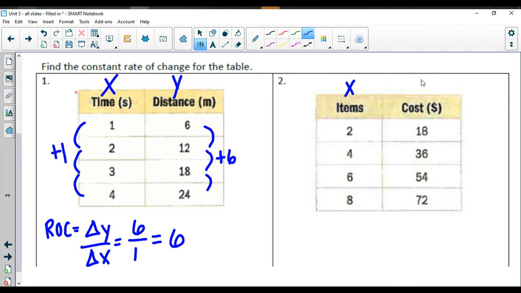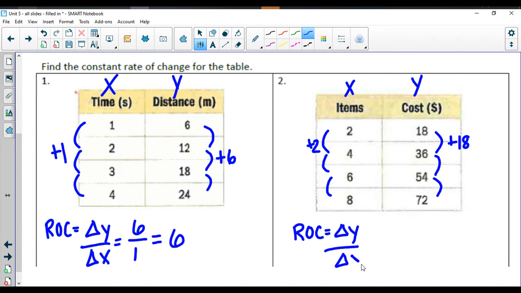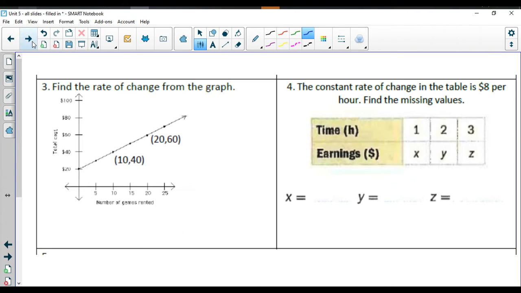In number 2, the x values here all seem to actually be following the pattern of increasing by 2. And it looks like over here that I am increasing by 18 every single time. So my rate of change is the delta y over the delta x. Delta y is 18 at a time, and the delta x is 2. Dividing through that, my rate of change is the number 9.